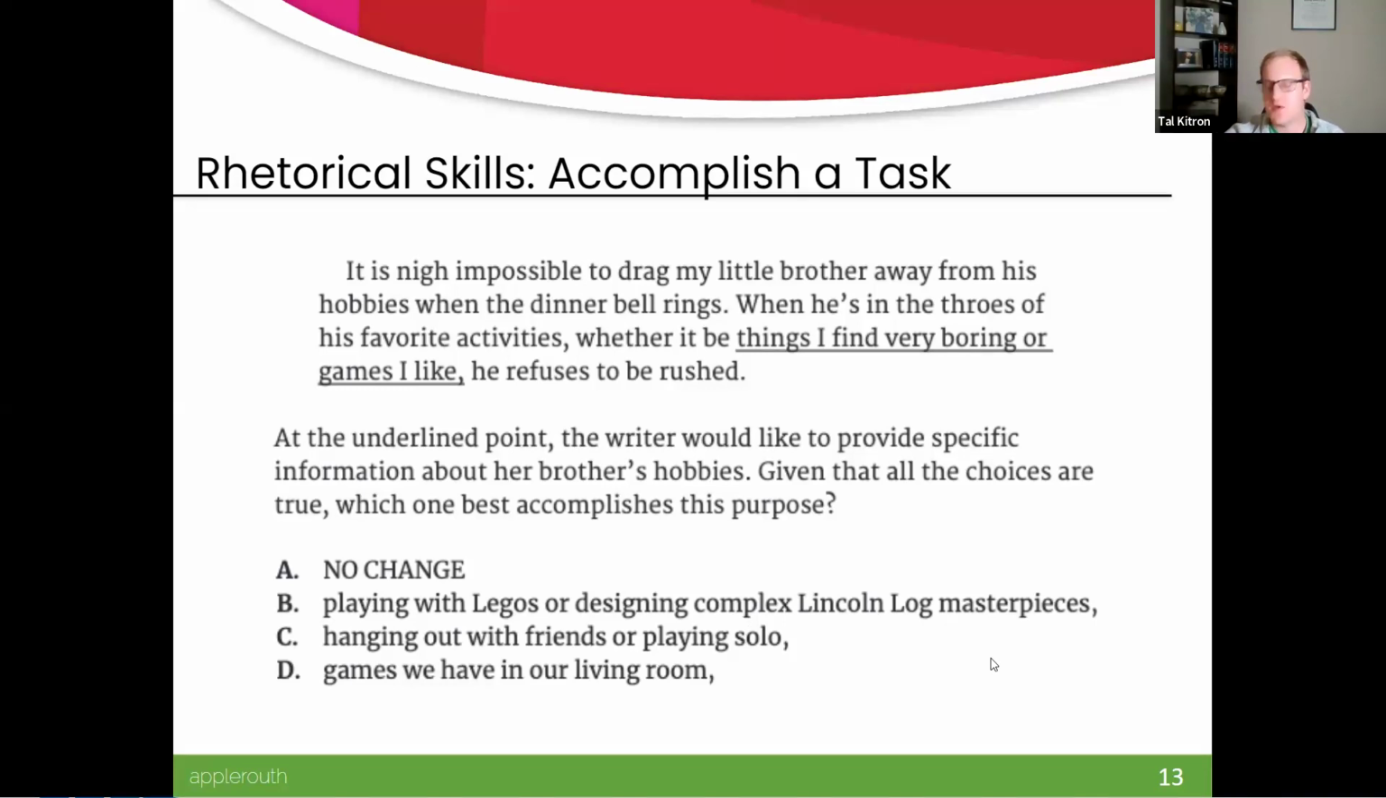So in this case, even though it's the longest answer, we don't care. This isn't testing grammar rules. We just want the one that robotically provides specific info about her brother's hobbies, and B for sure is the one to do that. Legos, Lincoln Logs, those are specific hobbies. So for these, we're just, again, robotically accomplishing tasks. I find my bright students, which is really all of them, but especially bright students, tend to overthink and pick something that they would write or that would sound good to them, which is probably good on grammar, but on rhetorical skills, your mindset should shift a little bit.